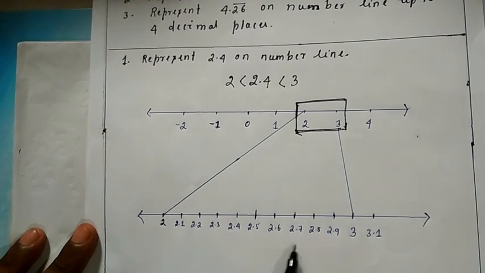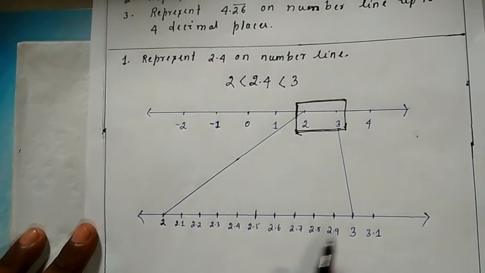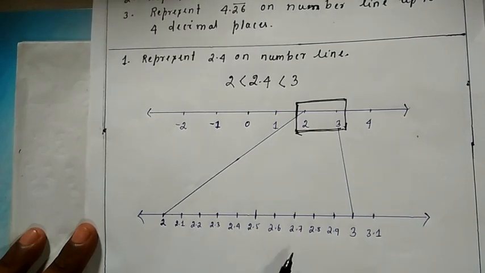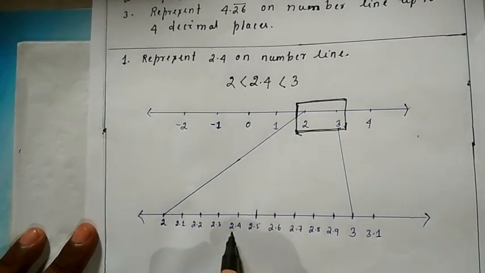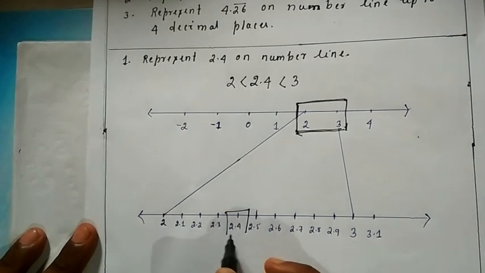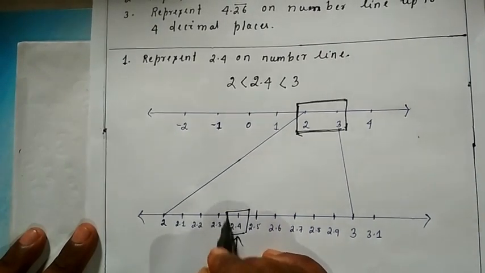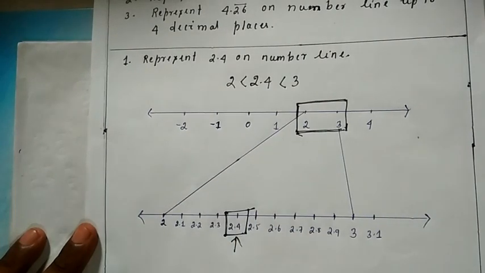Now I wrote all the different equal divisions in between 2 and 3. You observe where is 2.4. So here 2.4. Just circle it. That is our required answer. So 2.4. Like this you can represent 2.4 on number line by using the magnification method, or you can say the successive magnification method. Understood?